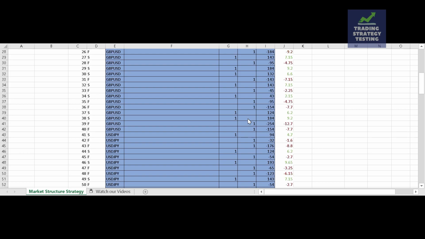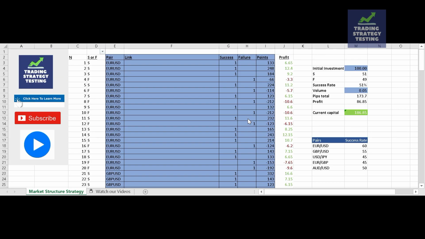We have just finished the backtesting. The process took around 1 hour 15 minutes. Well, after 100 tests, we have managed to make $86.85, and the success rate recorded was 51%. So we managed to grow the account from $100 to $186.85. The strategy seems to work, and the highest success rate was recorded while trading the Euro-USD pair, and the lowest success rate goes to the USD-JPY and Euro-Pound.